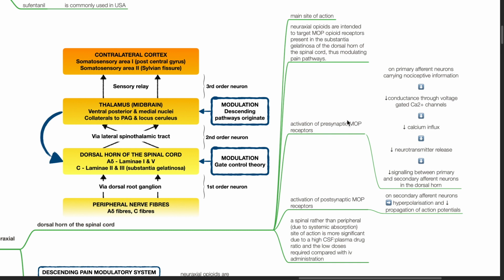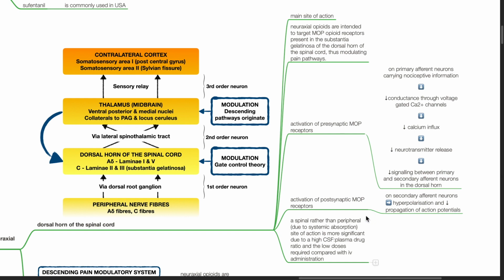Activation of presynaptic MOP receptors on primary afferent neurons carrying nociceptive information results in reduced conductance through voltage-gated calcium channels, reduced calcium influx, reduced neurotransmitter release, and reduced signaling between primary and secondary afferent neurons in the dorsal horn of the spinal cord.